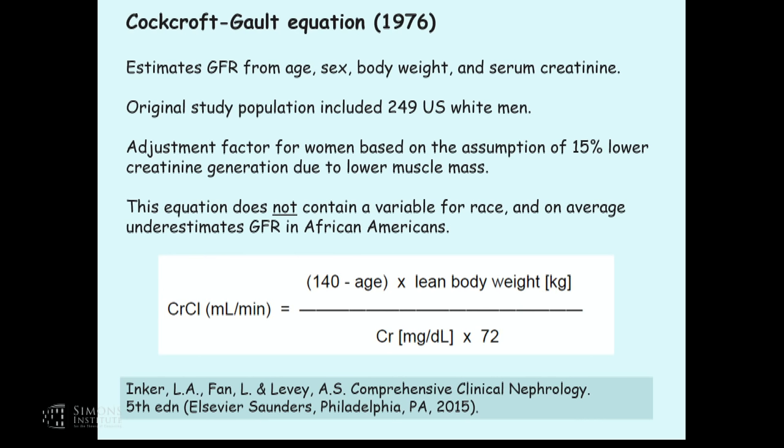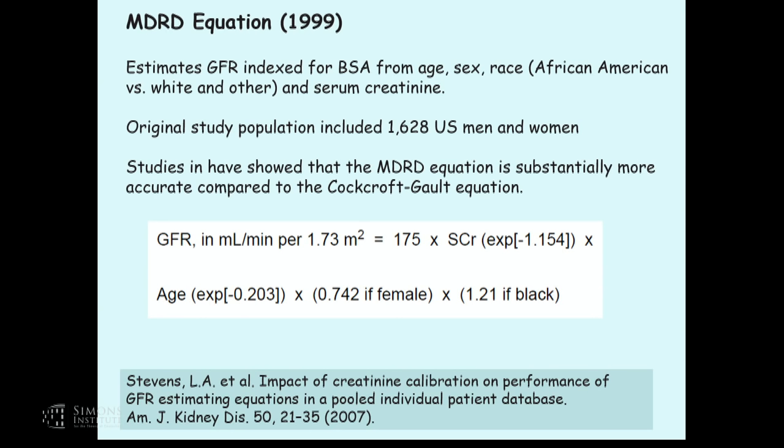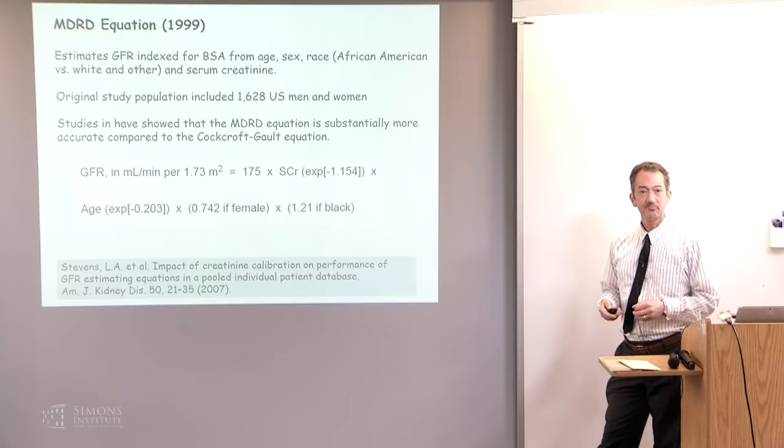And they observed that the prediction was worse for African Americans. So this led the community to decide we need a better equation that takes race into account because we have this worse prediction for African Americans. So they developed this MDRD equation, and now you include race, which is just African Americans versus everybody else in the world. And this is based on 1,600 Americans, and it's an equation here that just has this black penalty here. You get an extra 20% here if you're black, raising your GFR.